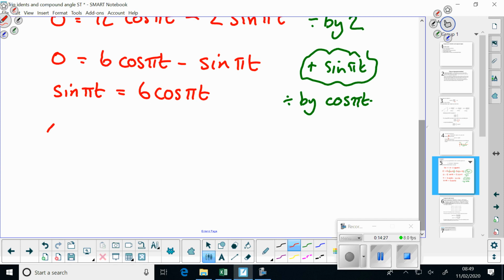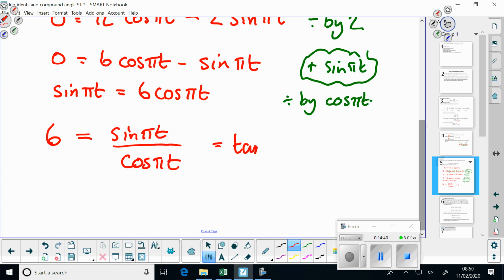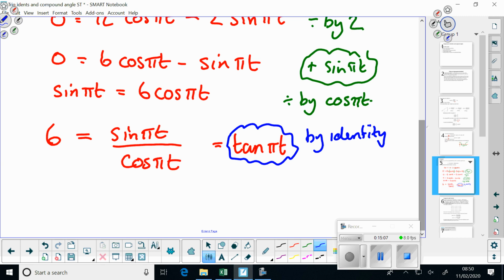So I'm going to write 6 on this side, is equal to sine pi t divided by cos pi t, which is equal to, by the identity, which is number 12, tan pi t.